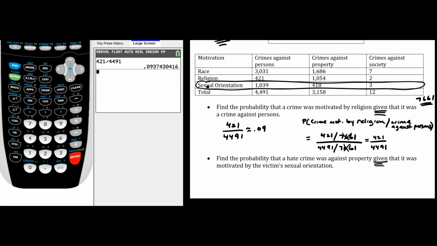So given that it was motivated by the victim's sexual orientation, what is the probability that the hate crime was against property? Well, that would be 418 out of my total, but this time my total is what I have circled. It's the 1,039 plus 418 plus 3. And so if we just plug this into the calculator real quickly, we'll go 418 divided by parentheses 1,039 plus 418 plus 3. We end up getting an answer of about 29%. So if we're rounding to 2 decimal places, right around 29%.